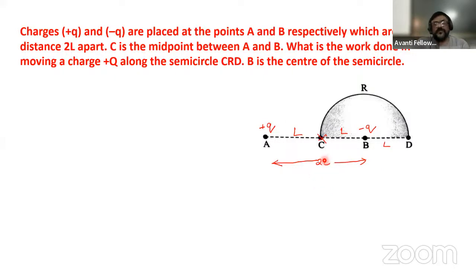Now, how do we find the work done in shifting a charge from C to D? We know that the electrostatic field is a conservative field. So what does it mean?